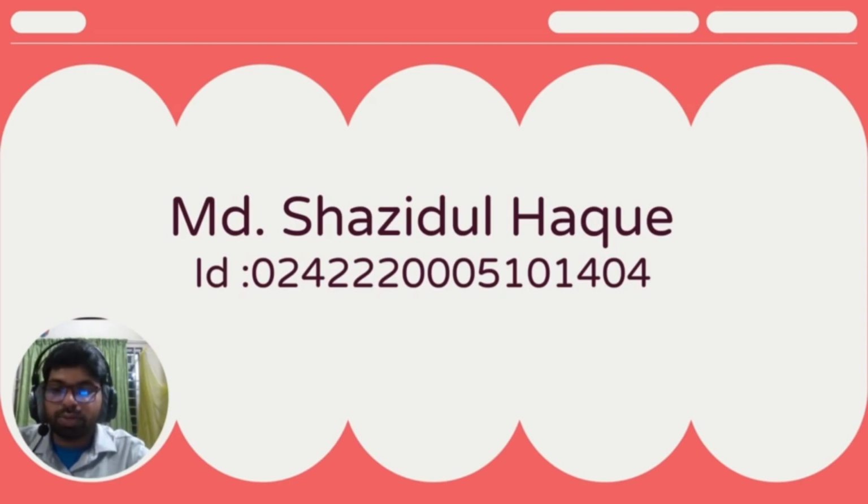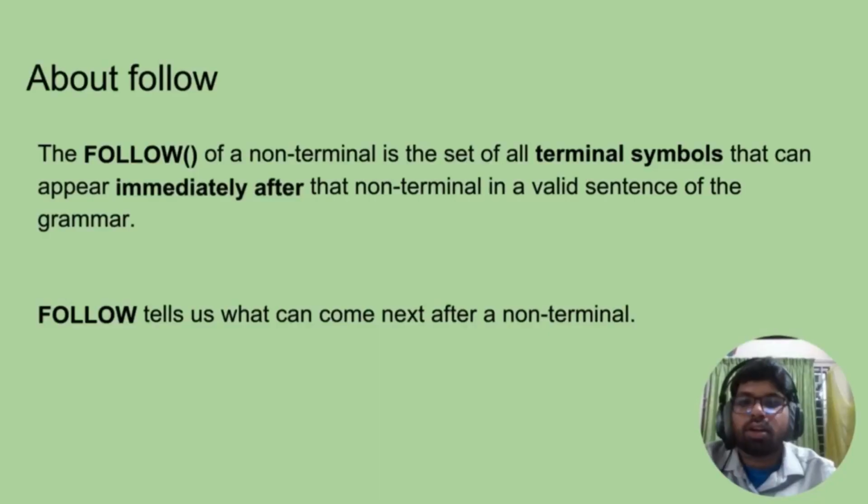So in this part of the presentation, I will be explaining the follow function, which is a very important concept in compiler design. Let's start with a basic idea. The follow function is a set of terminals that tells us which terminal symbols can appear immediately after a non-terminal in some valid string of a grammar. In simple words, follow helps us understand what can come next after a particular non-terminal. This information is especially important when we build predictive parsers like LL1 parsers.